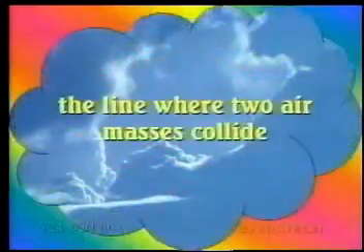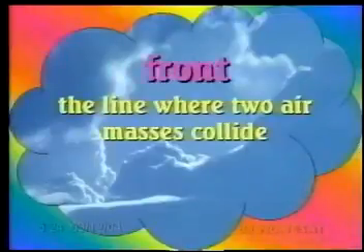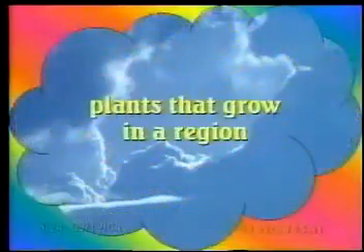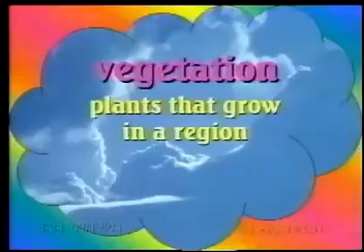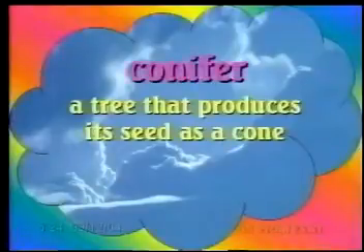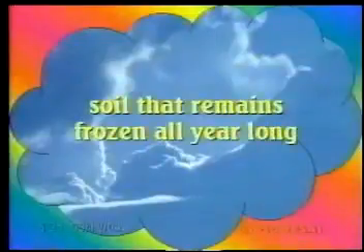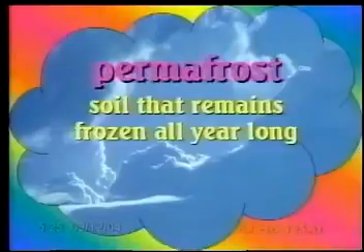The line where two air masses collide is a front. Plants that grow in a region. Rather general, but that is a general term. Vegetation. A tree that produces its seed as a cone. A conifer. Soil that remains frozen all year long. Permafrost.